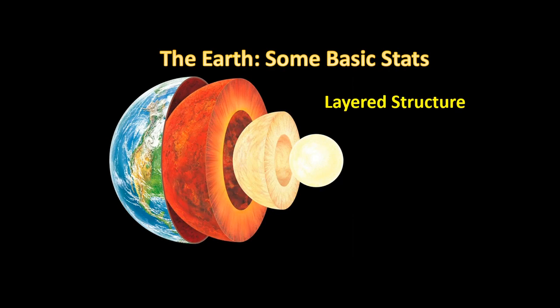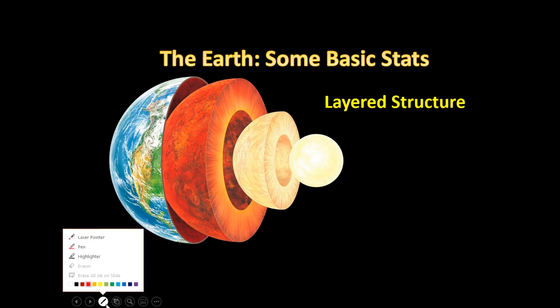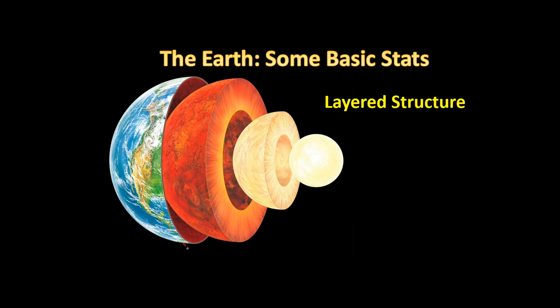It has a layered structure. So it's got four main compositional shells. So what is meant by compositional? Well, compositional means that these shells, you see four, 1, 2, 3, 4, are made of different things, right? They compose different things. So we're going to talk about those.